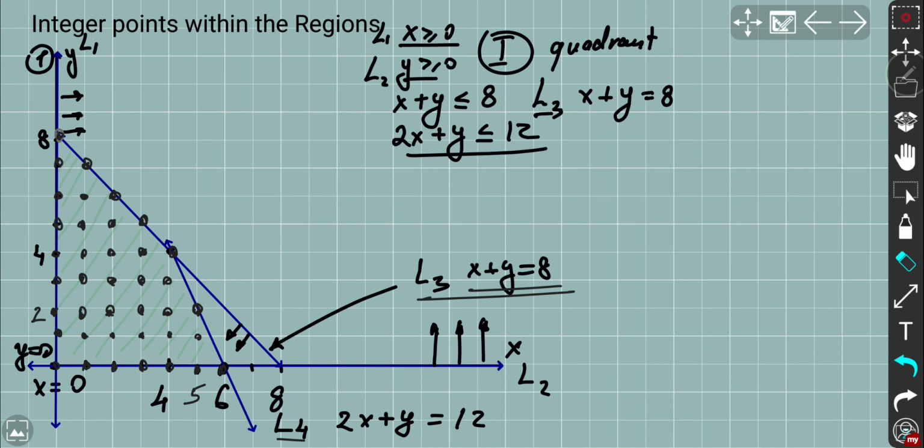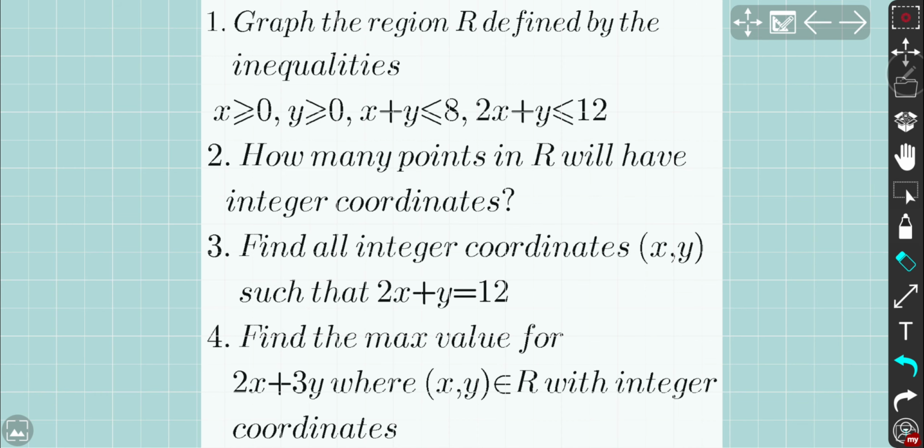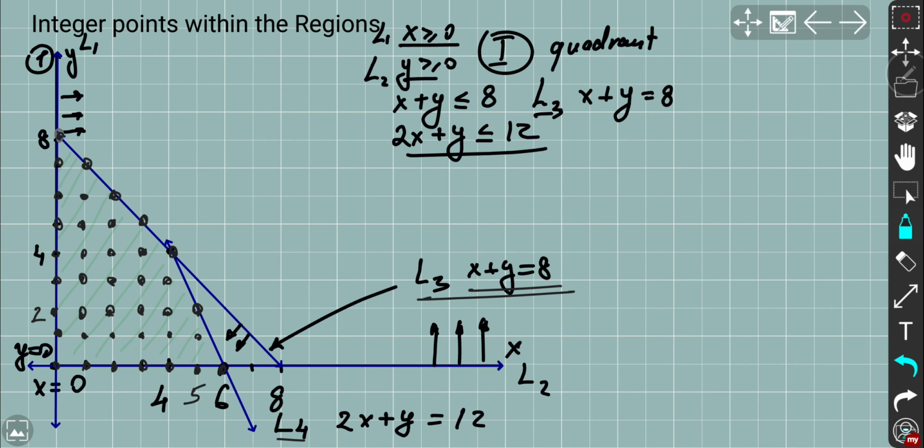So what I'm going to do right now is solve the third part of the problem, and here's what we're actually looking for. In problem 3, you need to find all integer coordinates x and y such that 2x plus y equals 12. So basically the coordinates need to satisfy that equation of the line. This basically comes from 2x plus y less than or equal to 12. This is line 4. So that's question 3.